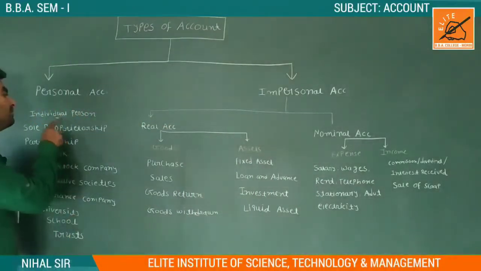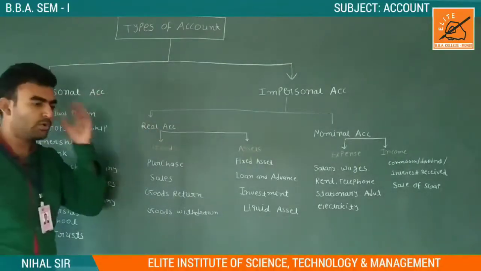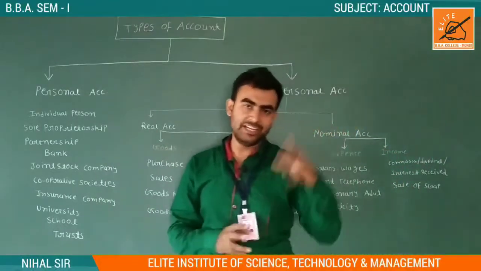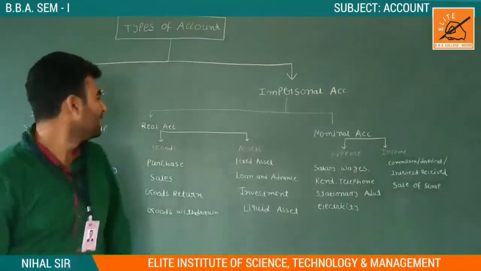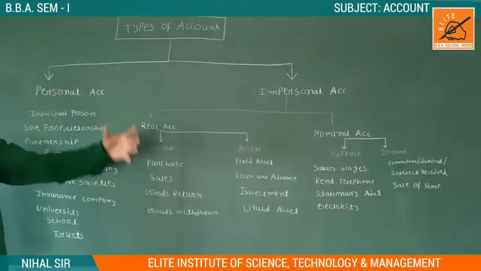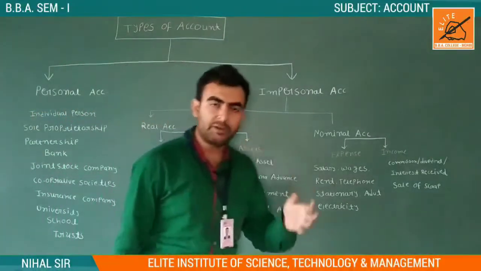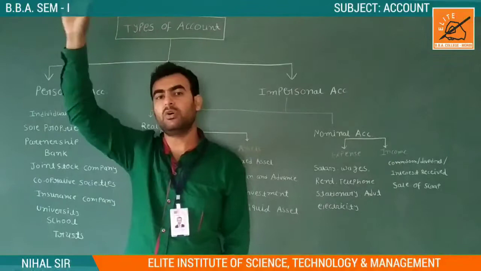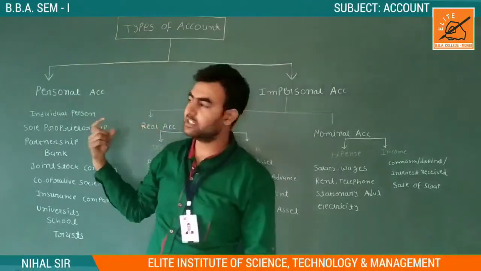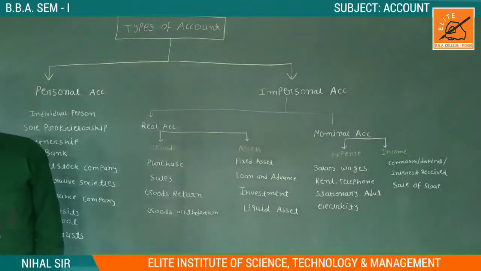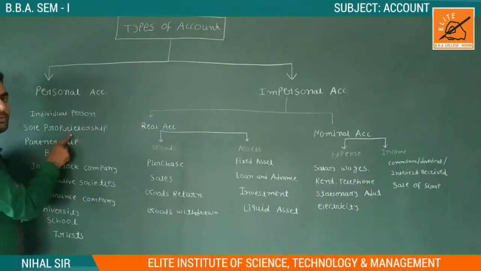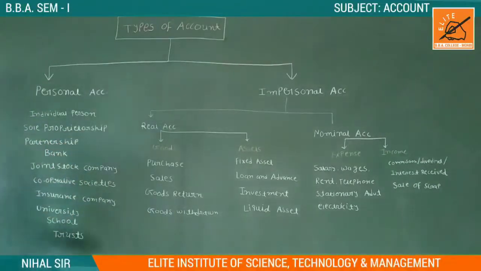Remember it. First one is the individual person. If you purchase or sell a product from Ramesh bhai, then Ramesh bhai's account comes into a personal account. In a sole proprietorship, if you are selling goods or raw material to Gordhan bhai, Gordhan bhai is a name, a brand of a sole proprietorship. So we do not write the name of the owner; we write the name of the firm. So Gordhan bhai also comes into a personal account.